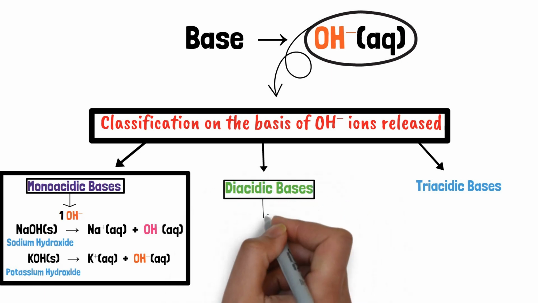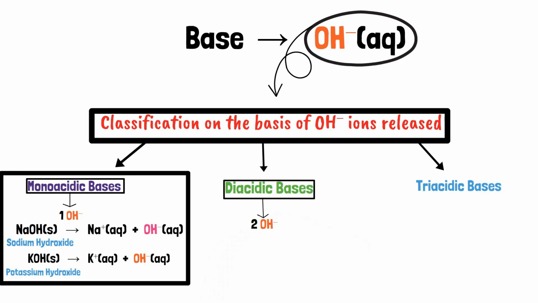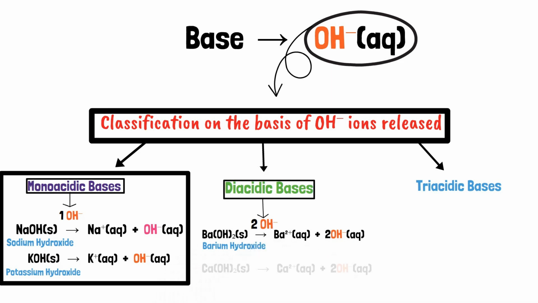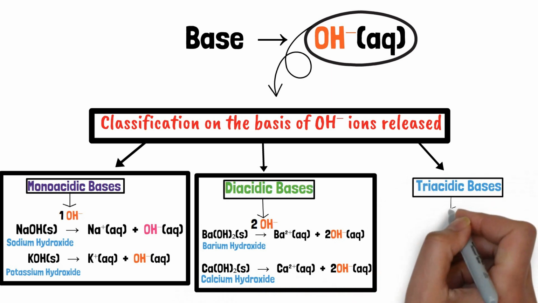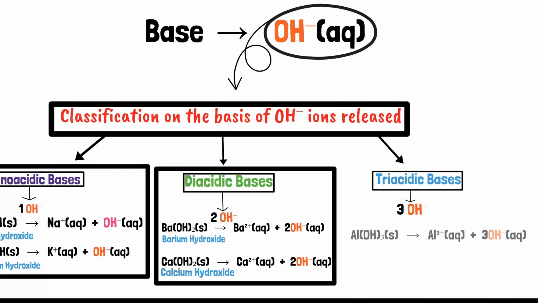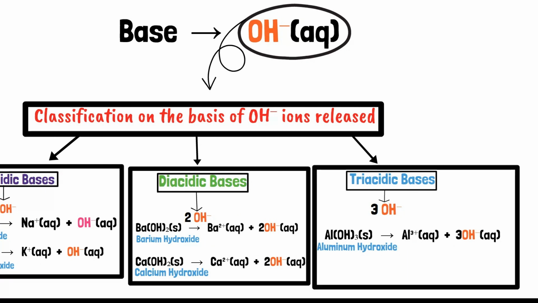Diacidic bases release two hydroxide ions per molecule. For example, barium hydroxide and calcium hydroxide. Triacidic bases release 3 OH negative ions per molecule. An example is aluminium hydroxide.